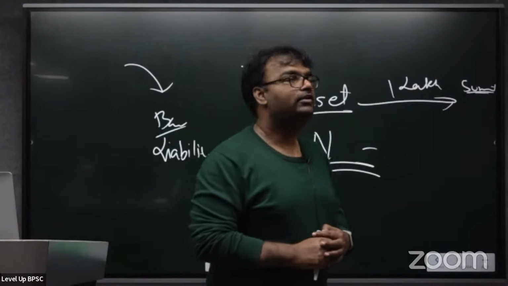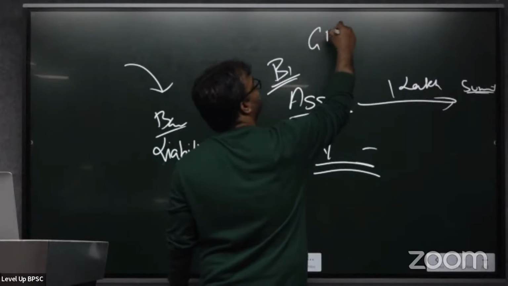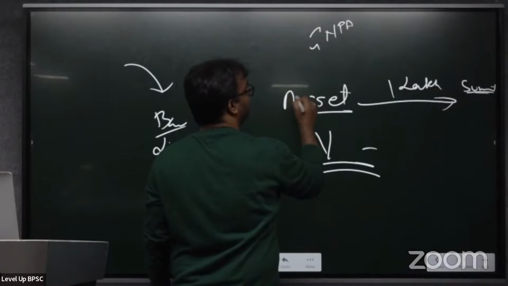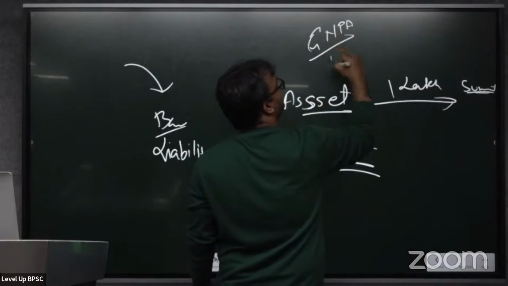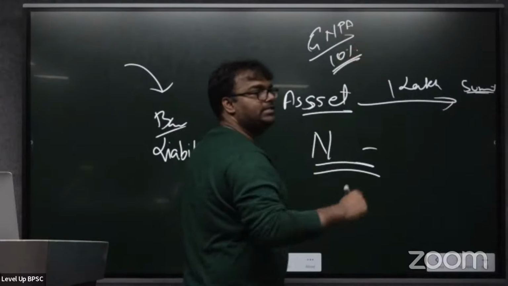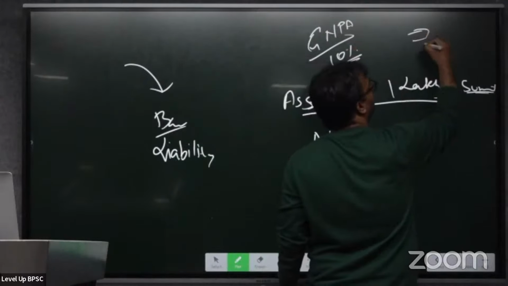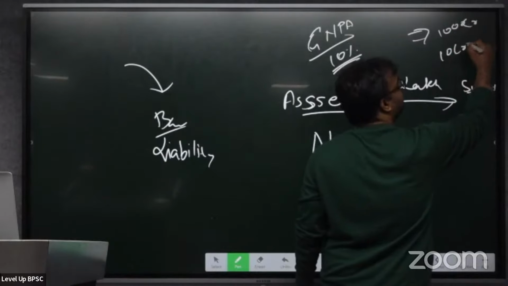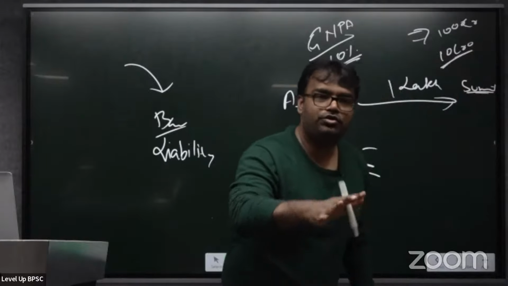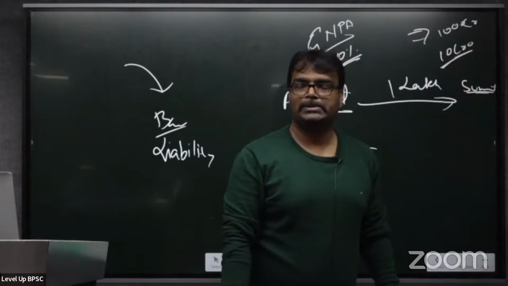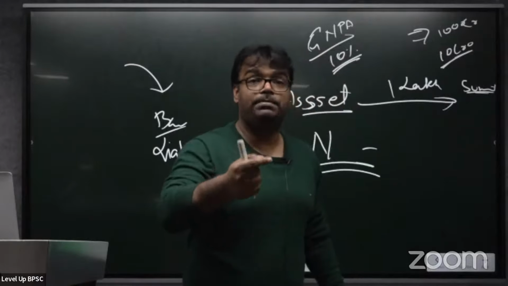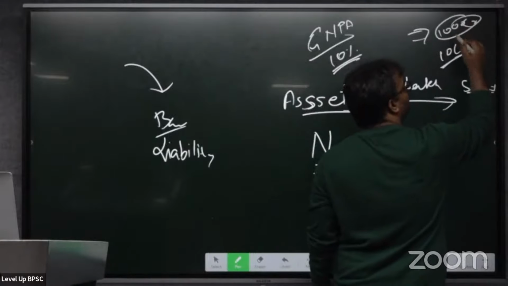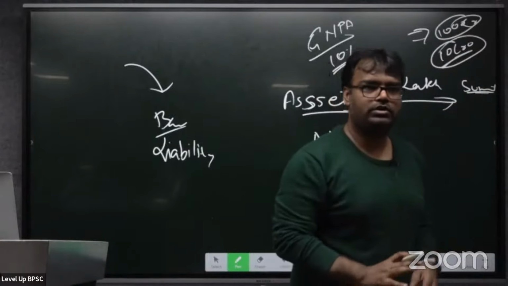So when we say that the gross non-performing asset for a bank is 10%, what does it mean? It means that if this bank has given loans of 100 crore rupees, out of that, 10 crore rupees of loans are such which are not performing. The higher the gross NPA, the more problematic it is. Why? See, out of 100 crore rupees of loan, 10 crore is not performing. It means only 90 crores are performing.